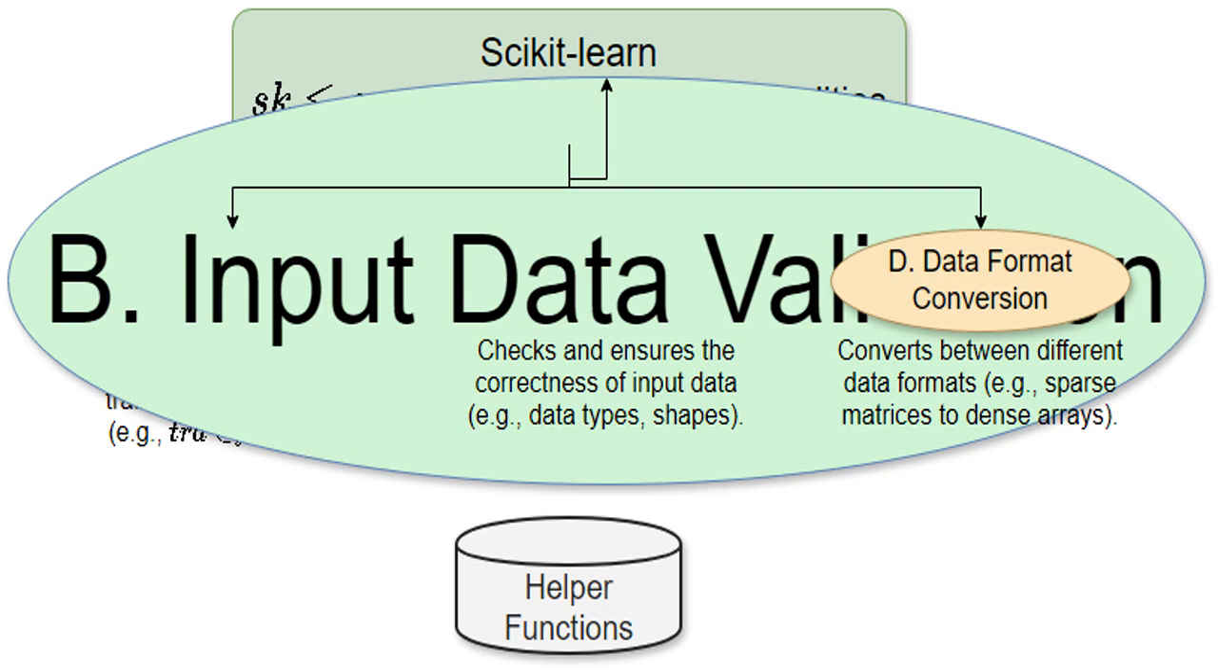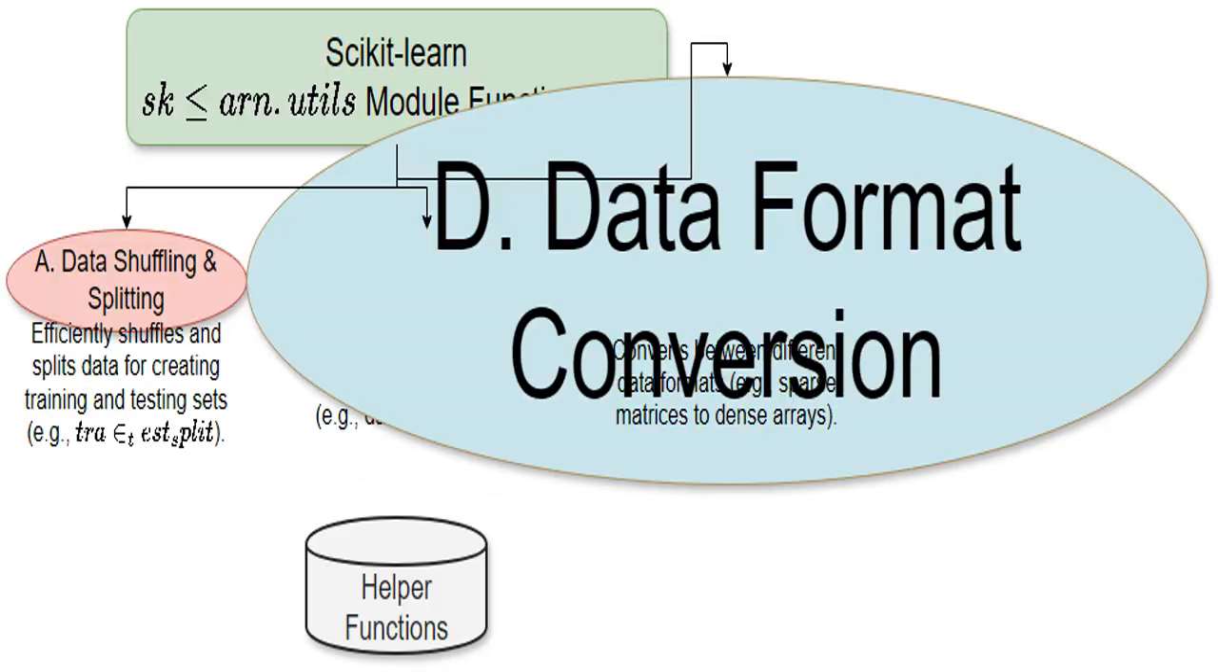It's like double-checking your recipe before you begin. Sometimes your data comes in different forms. Imagine getting a recipe written in a foreign language. You need a translator. Similarly, Sklearn utils has tools for converting data between formats, like sparse matrices.